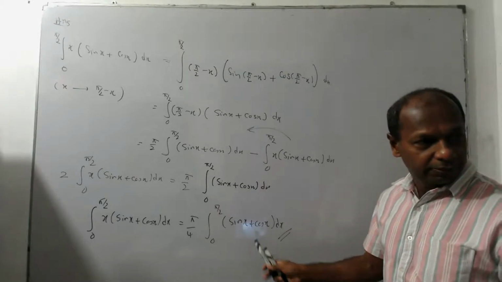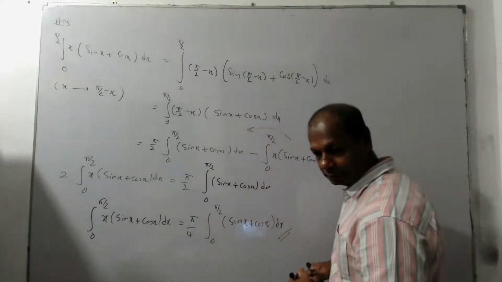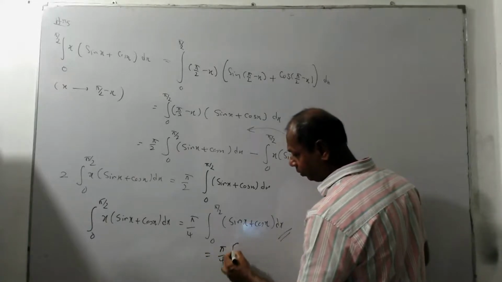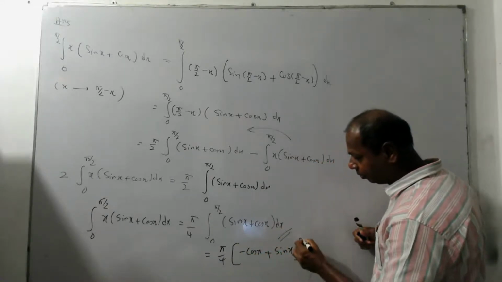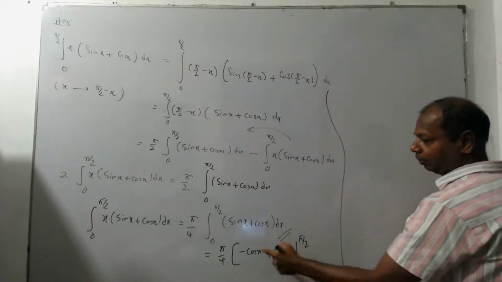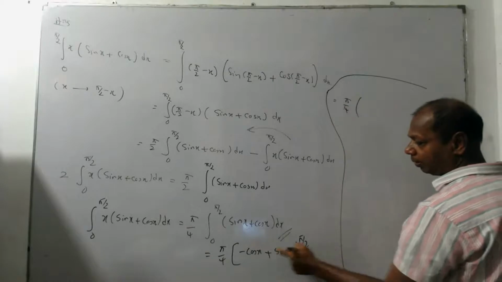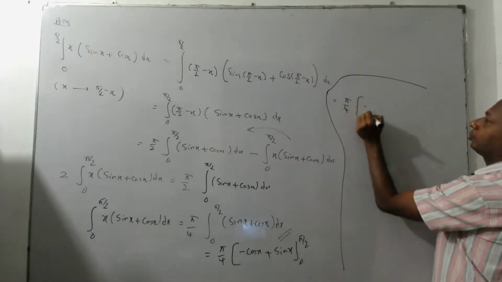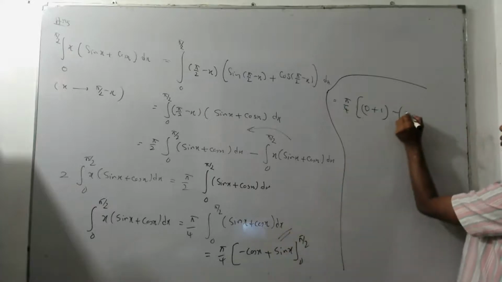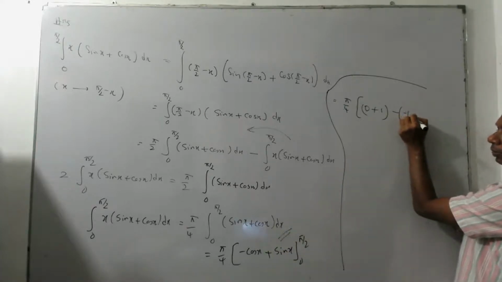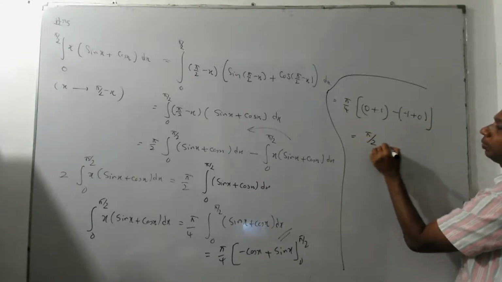Now this side you can easily evaluate. If not, you have to apply integration by parts again to this. But this is very easy. You can easily find it equals pi by 4, sin x integrate you get minus cos x plus cos x integrates to sin x, from 0 to pi by 2. At the top, minus cos pi by 2 is 0, plus sin pi by 2 is 1, minus, and we apply this, minus cos 0 is minus 1, plus 0. So finally it's 2 pi by 4 into 2. Finally the answer is pi by 2.